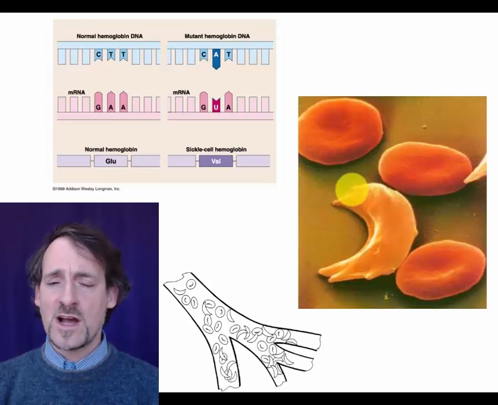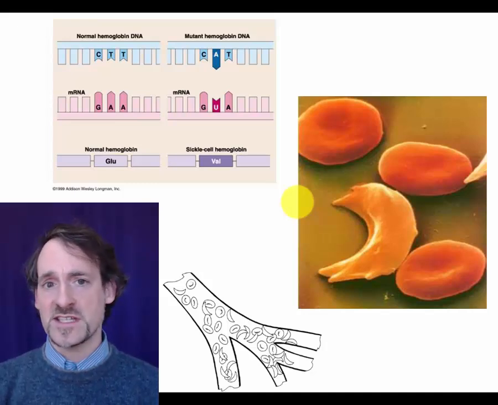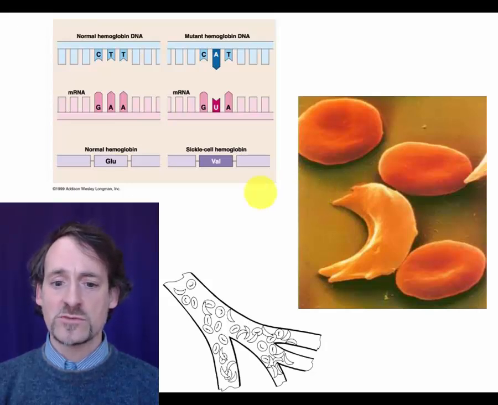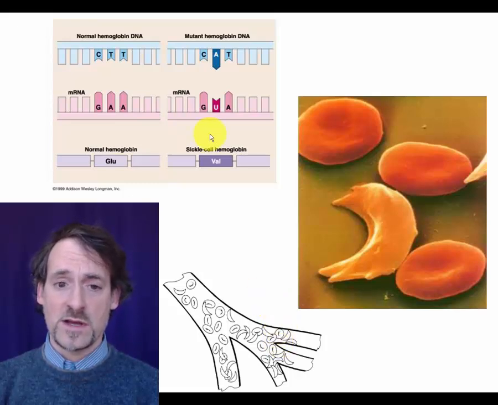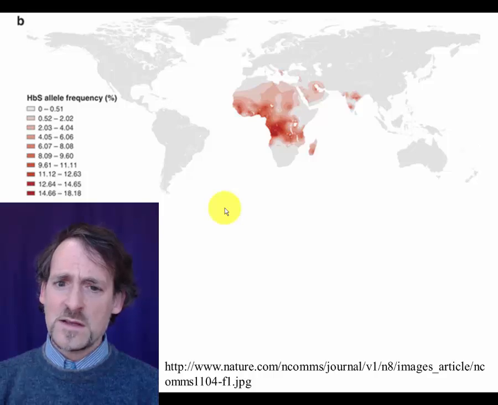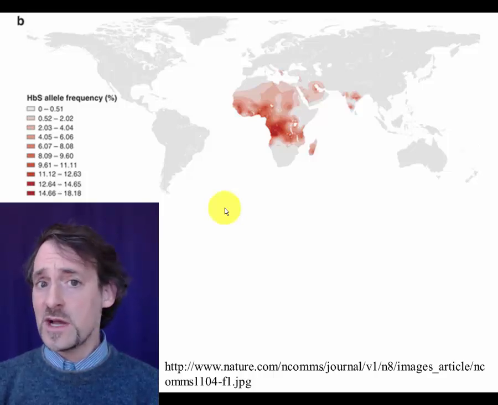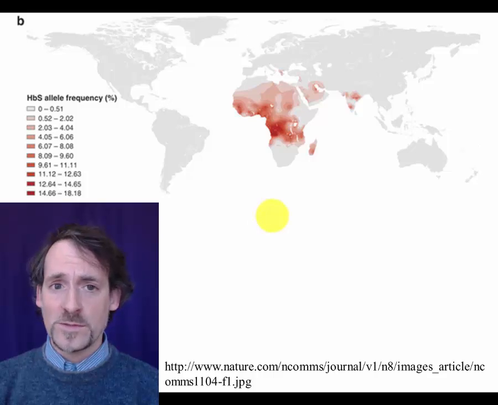Now, if you have two copies of this allele, your red blood cells all have this really strong propensity to sickle. And that can cause very severe health problems because those sickled red blood cells end up piling up and clogging small blood vessels. It leads to a number of health problems, and usually individuals with two sickle cell alleles die much younger than people with at least one normal hemoglobin allele. However, this allele is at a pretty high frequency in some parts of the world.